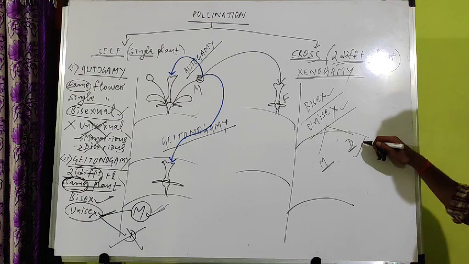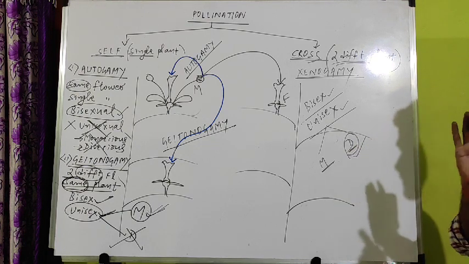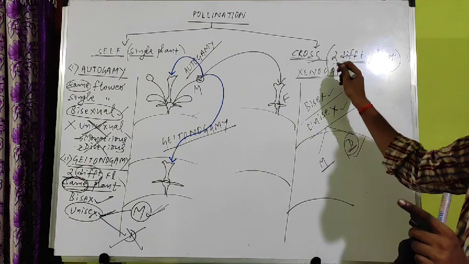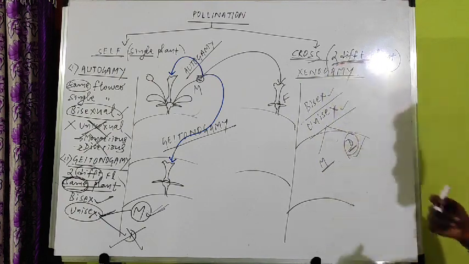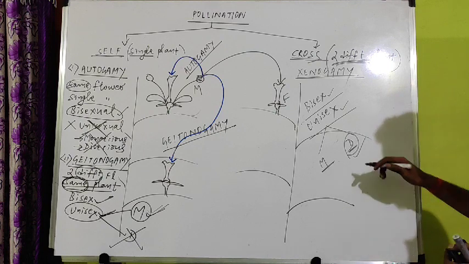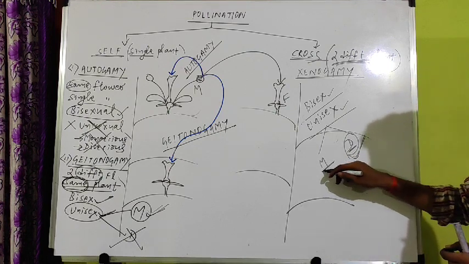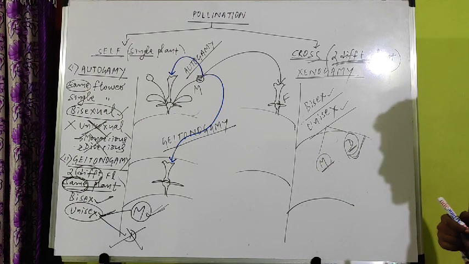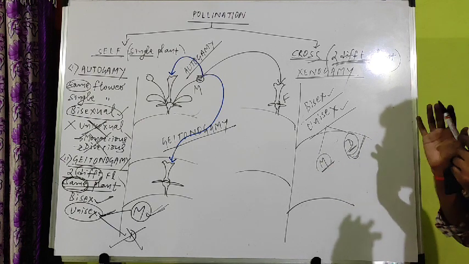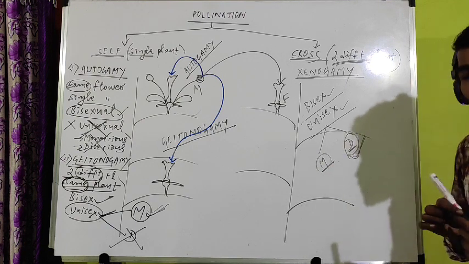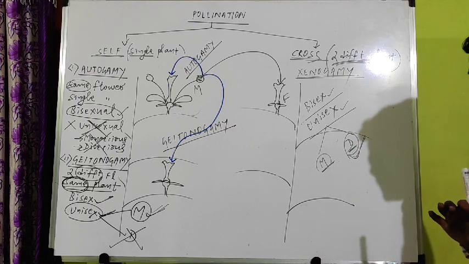About dioecious it is clear. It occurs in dioecious. It is very clear because dioecious means two different plants. The definition says cross pollination takes place between two different plants. So all dioecious plants can show cross pollination. But what about monoecious? Monoecious can show or cannot? Now we have to examine. Monoecious show cross pollination or not?